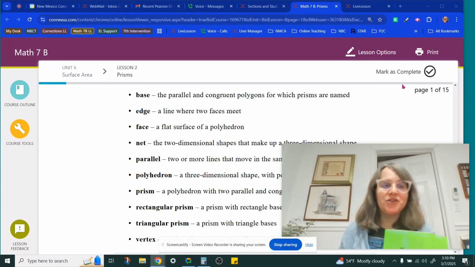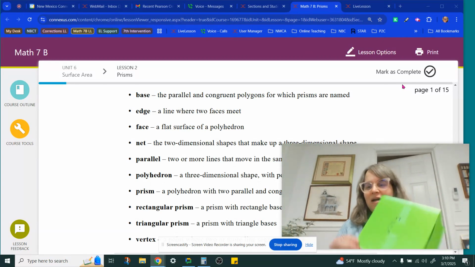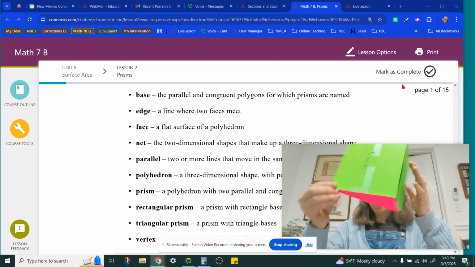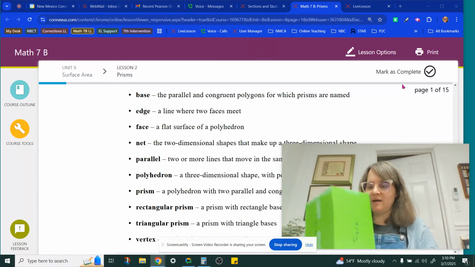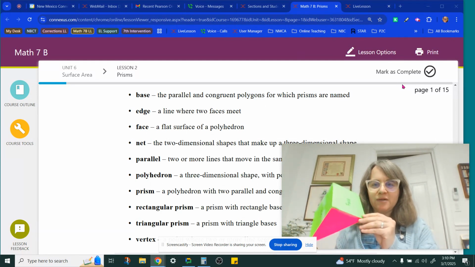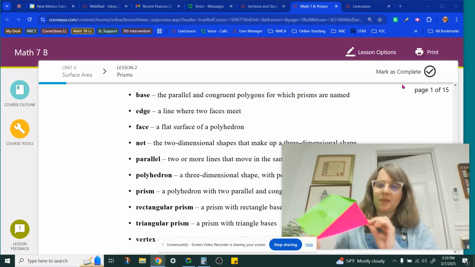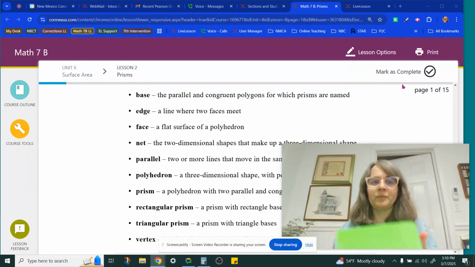This is the introduction to your Unit 6 Lesson 2 on prisms. I've got a prism here that I wanted to show you because of the vocabulary that you'll see. I thought you needed a picture or something, and then I thought, well, it's hard to draw pictures of three-dimensional things, so why not just build one? Okay, and so this is a triangular prism.